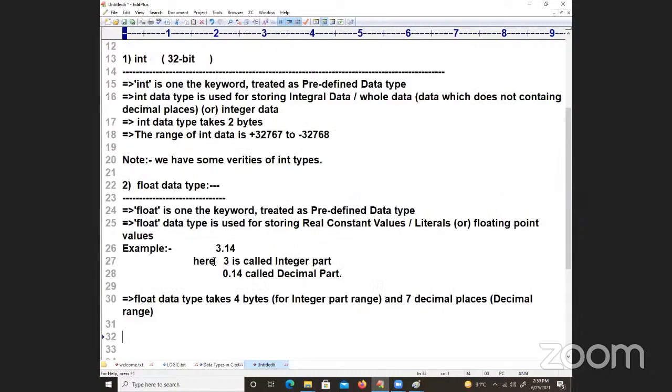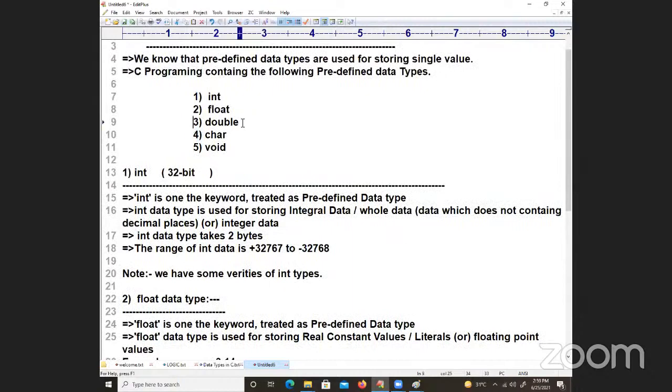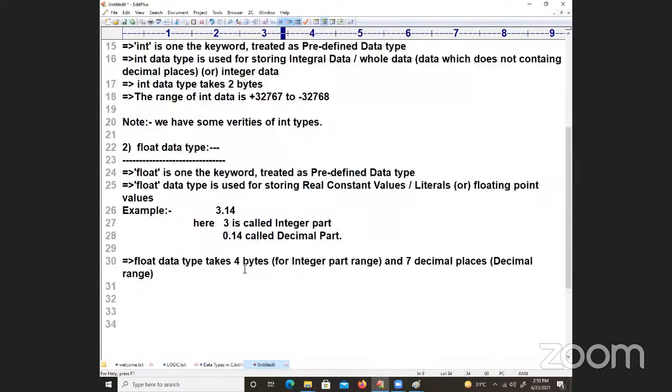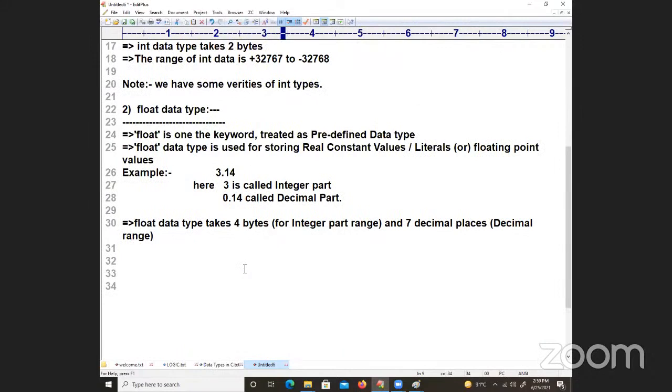Now let me go to another data type called what? Double data type. I will show you one chart after discussion of this part. So next I'm going for double data type. Very, very simple. So float and double are going to be the same, except its capacity is different.